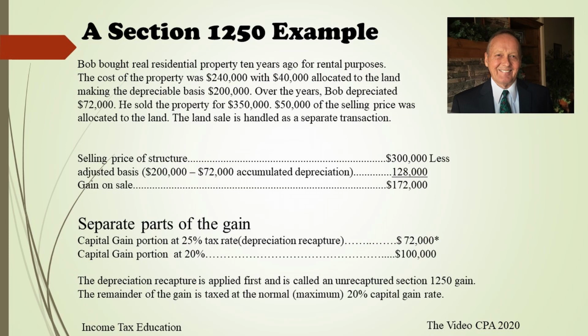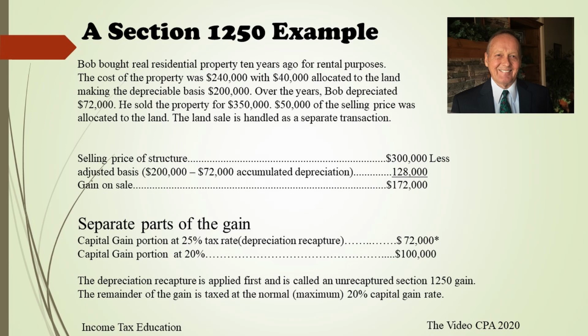Let's look at the 1250 example then. We've got Bob again. He's bought a property for $240,000. He's allocated $40,000 to the land, making the depreciable basis of the structure $200,000. Over the years, he's depreciated $72,000 on a straight line basis. And he turns around and he sells the property for $350,000. He allocates $50,000 of the selling price to the land.